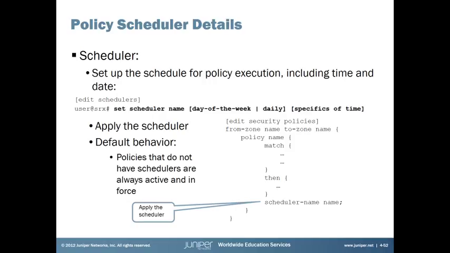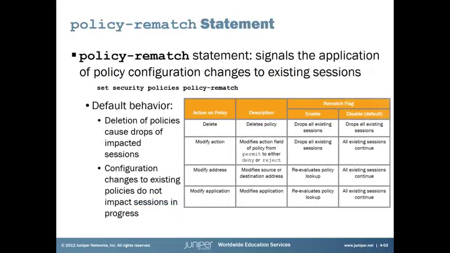Okay, so we can apply a scheduler. Here we get policy, and then we go match, then permit, and then we'll have a scheduler name down here. We apply the scheduler into the policy. If they don't have a scheduler, then they're active all the time. If they do have a scheduler, then they're active when the scheduler says that they are active.